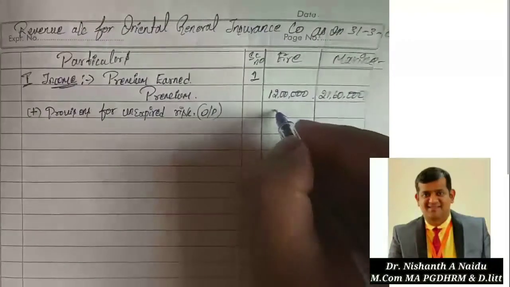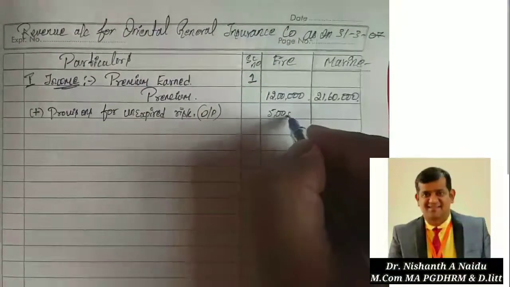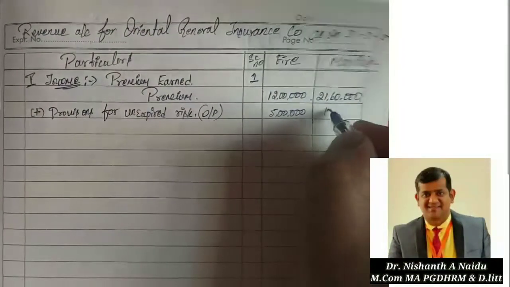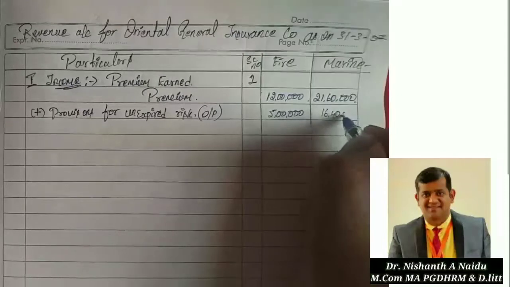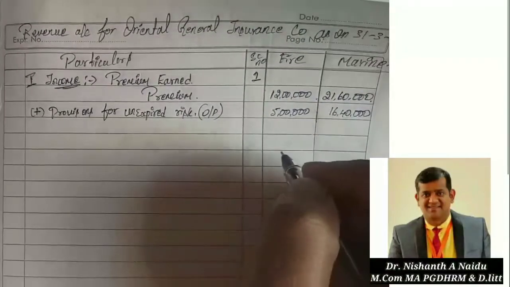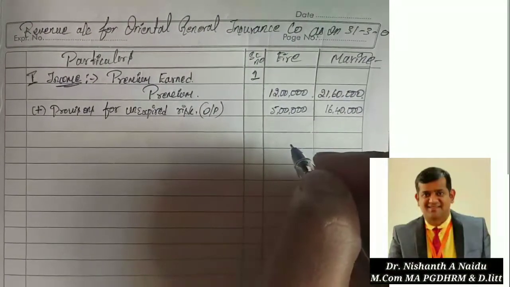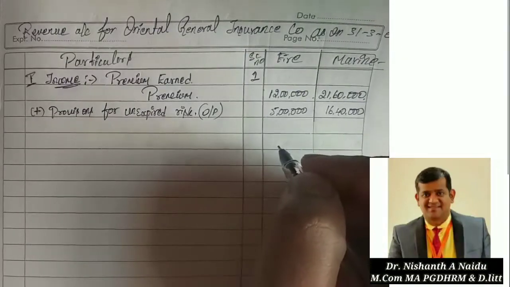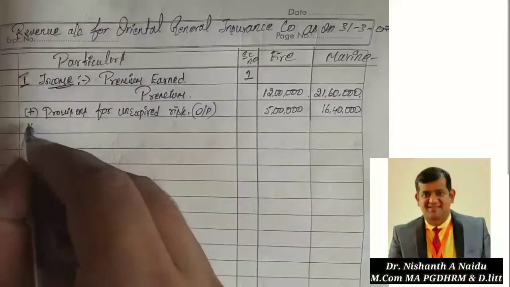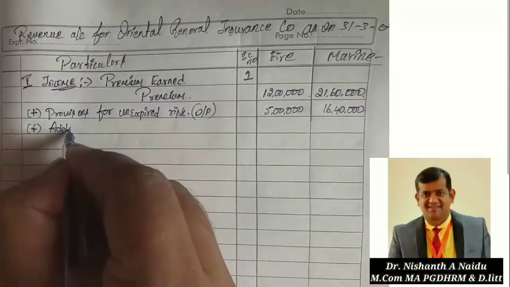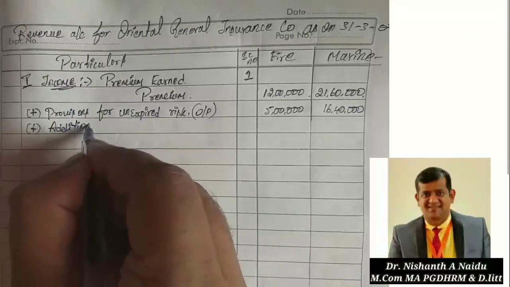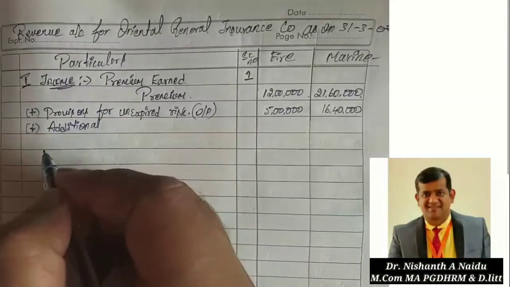Very simple problem this is. So 5 lakh, then 16 lakh 40,000. So now add additional reserves.